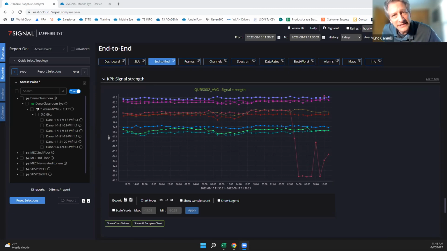So right here, remember, a Sapphire Eye is a client. As a client, we put it somewhere, and then that client is going to connect to a variety of access points. And we're doing these measurements all the time. In that manner, we're able to see that for all of these access points, we're measuring the signal strength. Look at this. We can detect these fluctuations in signal strength. Look at where this one just dropped off the planet, so to say, all the way down here. Now, why does that happen?